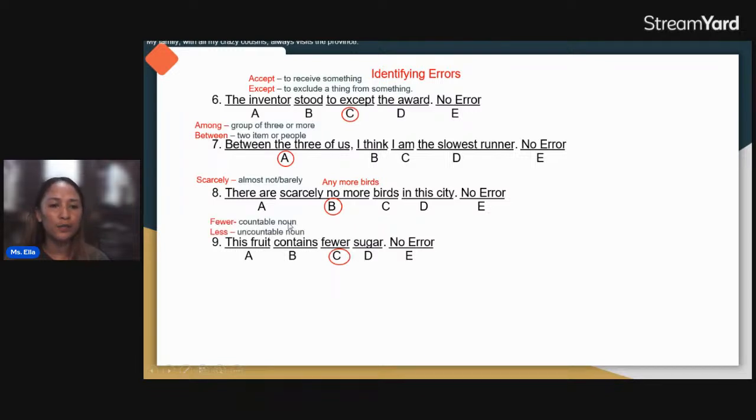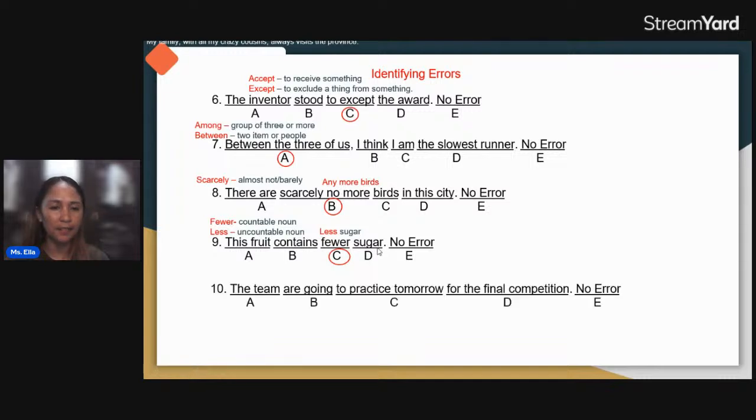Why? Because fewer is used for countable nouns, and technically, sugar is not a countable noun. We should use less because less is for uncountable nouns. So the sentence should be: this fruit contains less sugar.